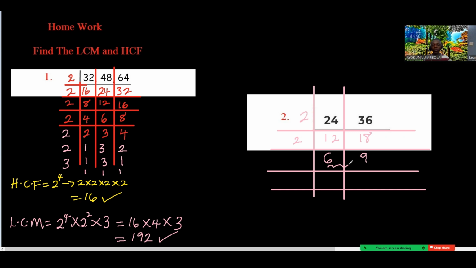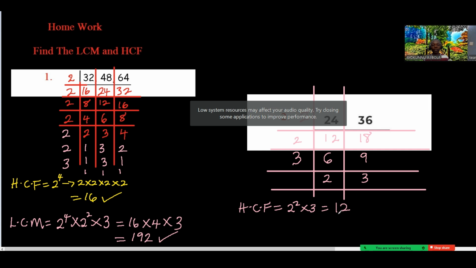But there is still a number that can divide the two of them, and that number is 3. 3 here is 2, 3 here is 3. Now at this spot, no number can divide the two of them. So we have reached our highest common factor. That will be 2 squared times 3. That's 2 times 2, which is 4. 4 times 3, that's 12. That means the biggest number that will divide both of them is 12.